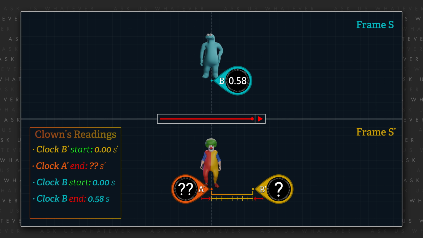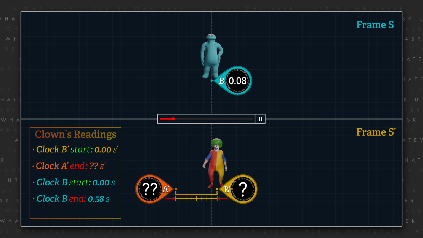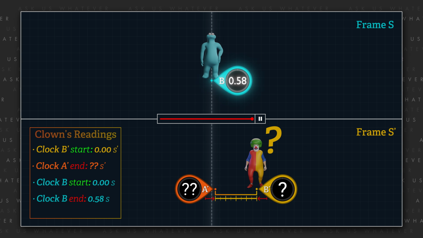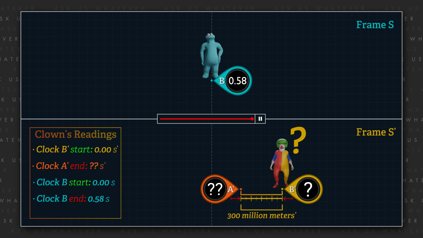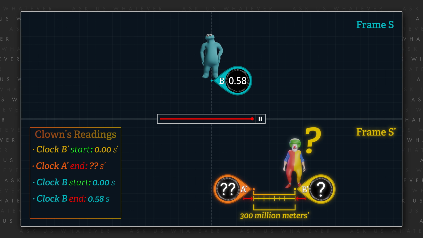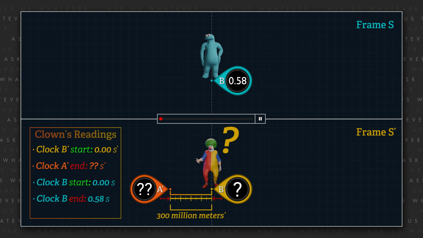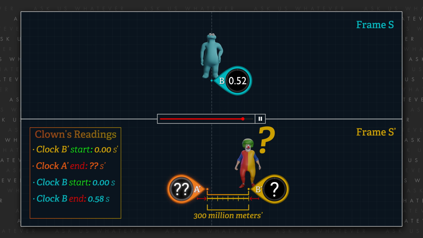This implies that the clown will compute the value of dt prime using readings from both clocks A prime and B prime. Let's think about it. If the clown remained at the location of clock B prime while frame S prime moved, the clown would not know when clock A prime became aligned with clock B. After all, clocks A prime and B prime are 300 million meters prime apart in the clown's frame. So the clown would not be able to measure the time elapsed during the interval, starting with clock B prime being aligned with clock B and ending with clock A prime being aligned with clock B.